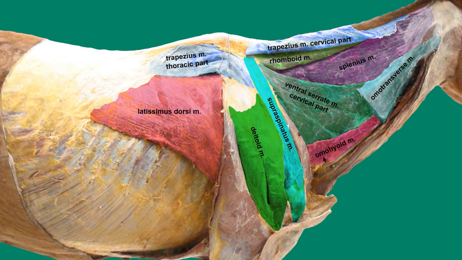The next muscle is the omohyoid muscle. This muscle originates from the deep fascia medial to the scapula or medial to the shoulder joint there in this area, and originates also from the deep surface of the supraspinatus and subclavius muscles. So this is the subclavius muscle. It inserts to the hyoid bone.